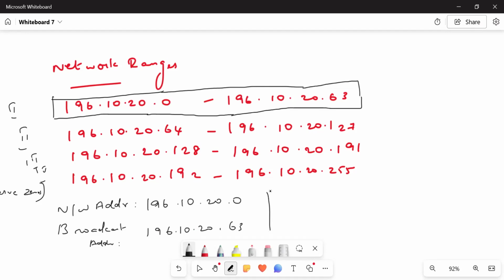So the usable addresses: the next address is 196.10.20.1, then 196.10.20.2, and so on. Okay, this is for the first subnet. Likewise, we can write for the further subnets also.